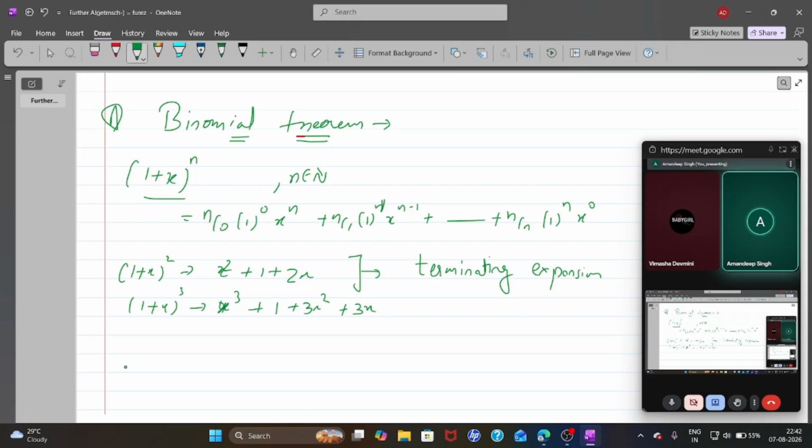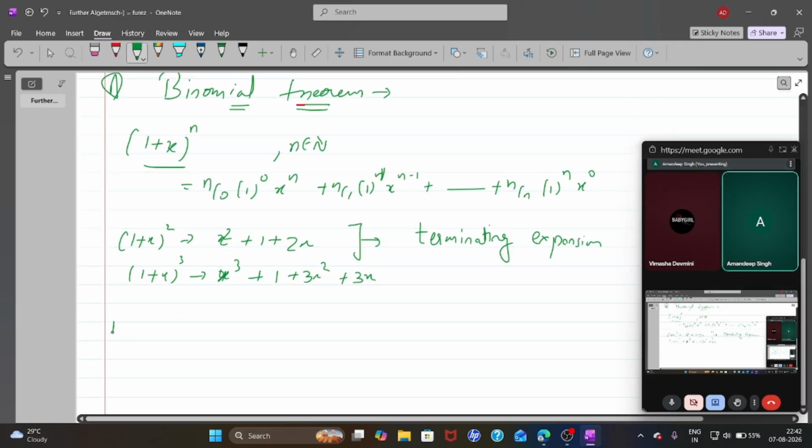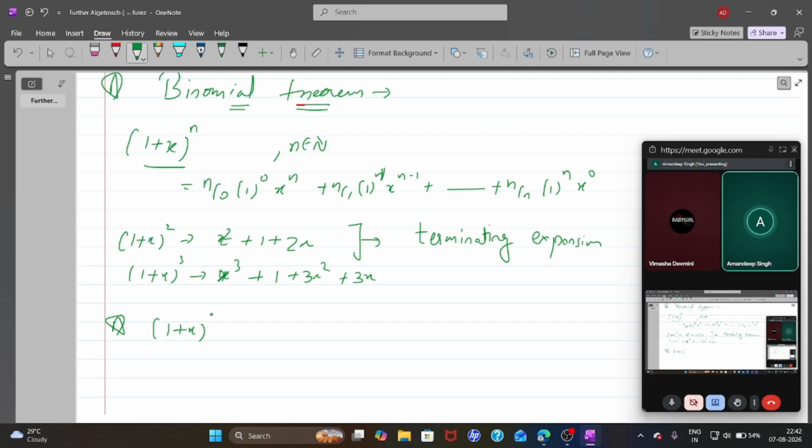what extra do we have to learn? This time, I'm talking about the power. Instead of a natural number, n would be a rational number. Rational number means it can be a fraction, right? I mean, the power can be a fraction, a rational number. Okay, either the power is a fraction or a negative number.